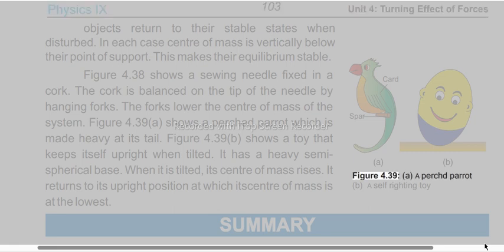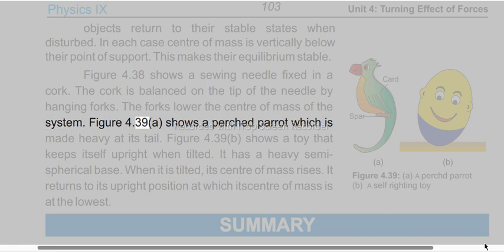Figure 4.39: A, a perched parrot; B, a self-righting toy. Objects return to their stable states when disturbed. In each case, the center of mass is vertically below the point of support. This makes their equilibrium stable. Figure 4.38 shows a sewing needle fixed in a cork. The cork is balanced on the tip of the needle by hanging forks. The forks lower the center of mass of the system.